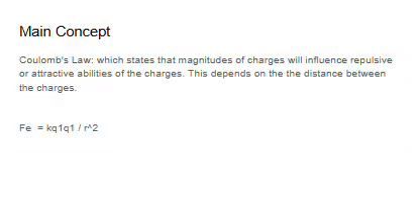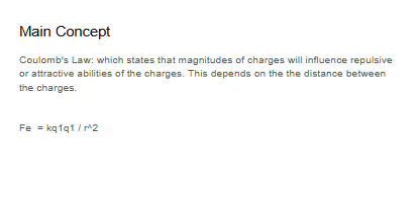At the core of this lab is Coulomb's law. Coulomb's law states that the electric force between two charges depends on the magnitude of the charges and the distance between them. The equation is F equals k, which is a constant, times charge 1 times charge 2, divided by the distance between the two squared. This tells us two important things: first, the force increases if the charges increase, and second, the force decreases rapidly as the distance between the charges increases, because it follows an inverse square relationship.